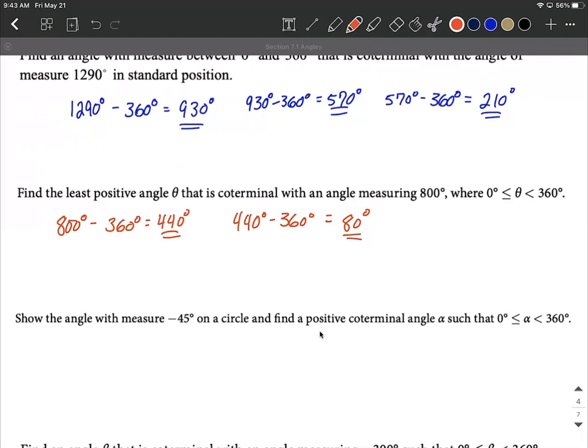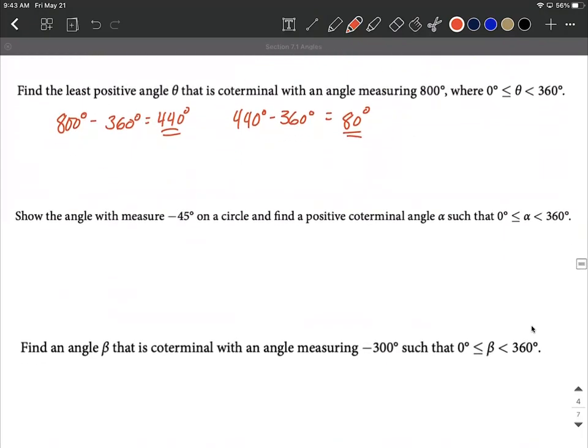All right, what about a negative angle? We have negative 45 degrees, and we want to find a positive coterminal angle alpha such that alpha is between 0 and 360. So in this case, if we start with negative 45 degrees, we're going to add 360, which ends up at 315 degrees. That fits between 0 and 360. That's going to be our coterminal angle.